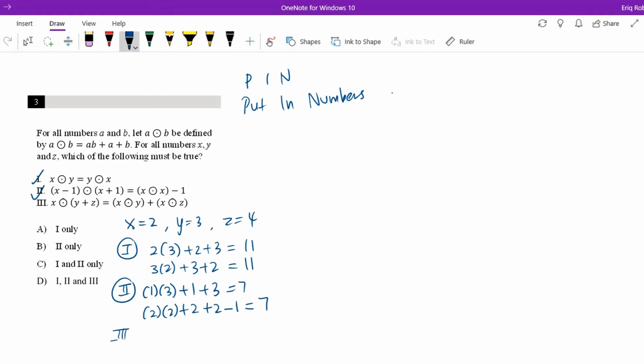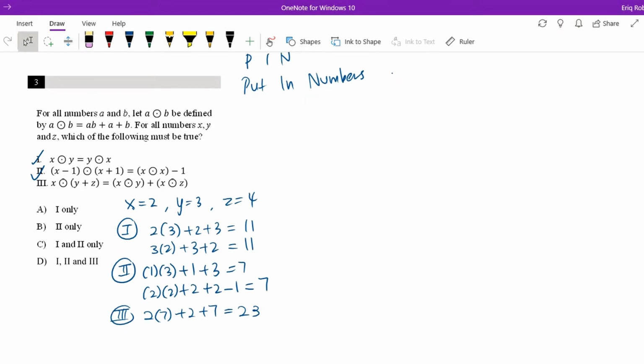Then for equation 3, we have 2 times 3 plus 4, which is 7, then plus 2, plus 7, which is 23. Then on the right hand side, we will have 2 times 3 plus 2 plus 3, then plus 2 times 4 plus 2 plus 4, which is 25. As you can see, the third equation is not true. So the answer is C.